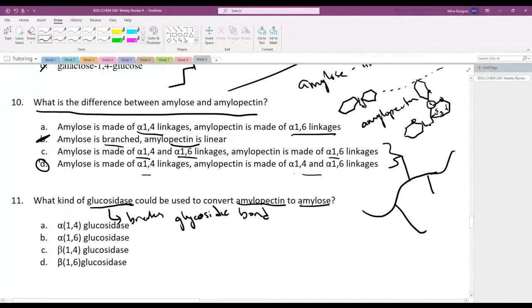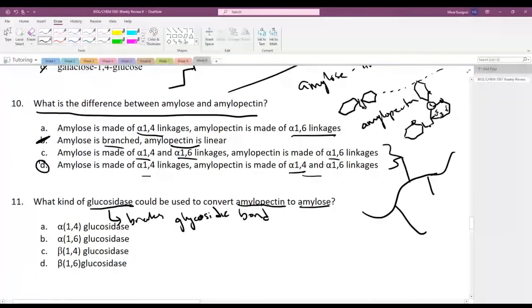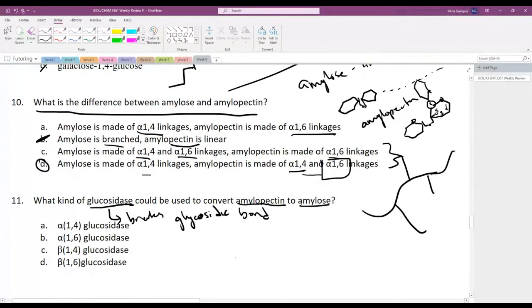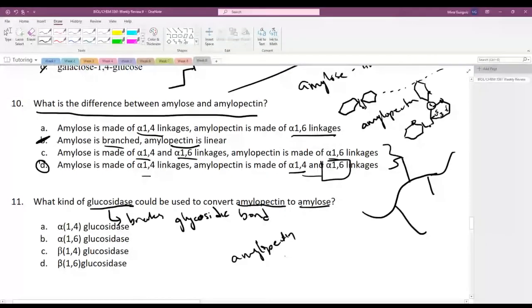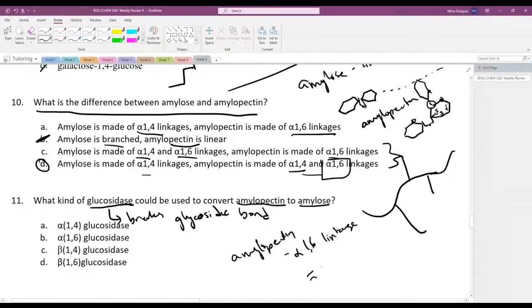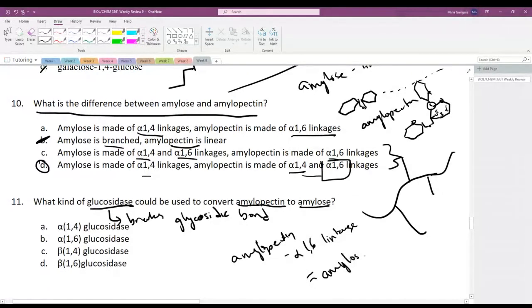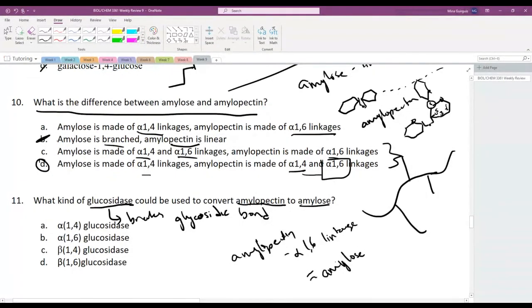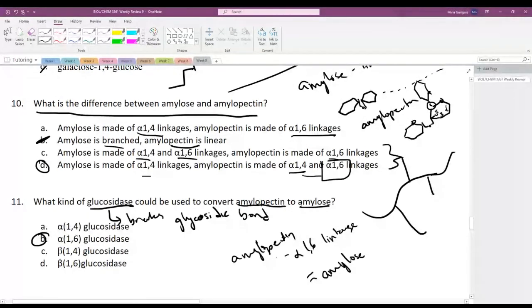So, how would we convert amylopectin to amylose? Well, they both got alpha 1,4 linkages. We have to remove the alpha 1,6 linkage somehow. So amylopectin minus the alpha 1,6 linkages. And I don't want to call it equals because I'm sure there are some slight differences in terms of how long they could each be. But generally speaking, amylose is classified as alpha 1,4 linkages. Amylopectin is both alpha 1,4 and alpha 1,6. So because of that, the answer would be B, because we need a glucosidase to break alpha 1,6 linkages.